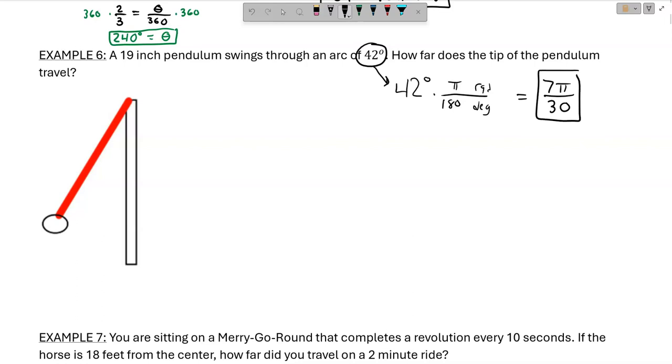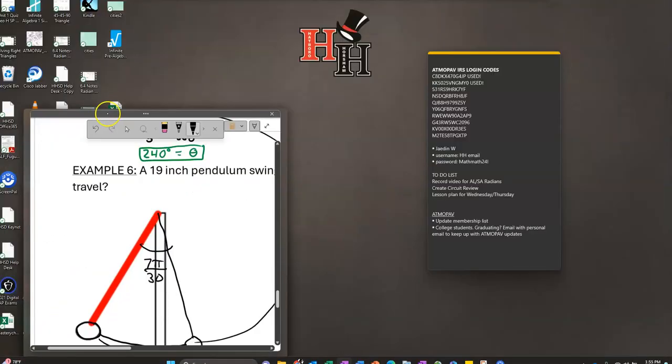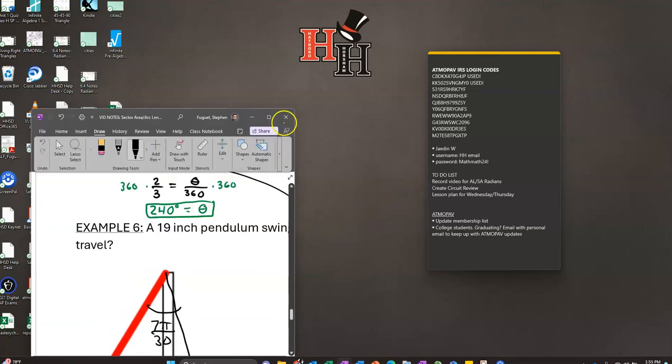Now, it's saying that the pendulum, so here's the bottom of it, is swinging 42 degrees. So it's going to basically swing from there to there, creating that 42-degree angle, which we now know is 7 pi over 30. We want to figure out this distance right here. That distance is going to be our arc length because it's traveling on the outside of this circle. So if I were to really swing this all the way around, we would create a circle, as I just created sort of something there.